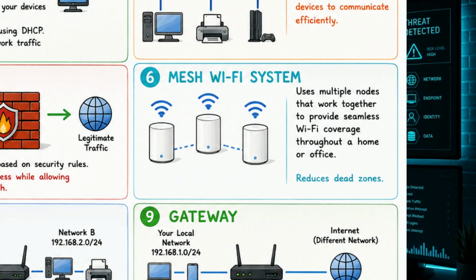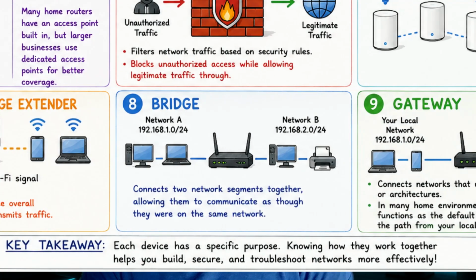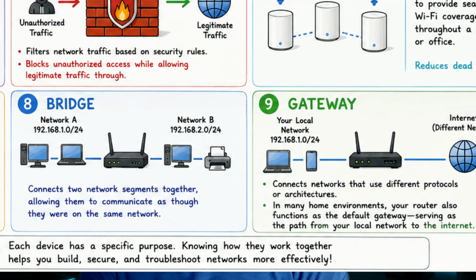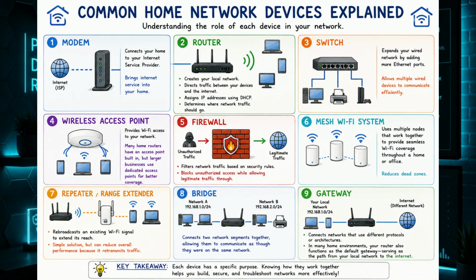A mesh Wi-Fi system uses multiple nodes that work together to provide seamless wireless coverage throughout a home or office, reducing dead zones. A repeater or a range extender rebroadcasts an existing Wi-Fi signal to extend its reach. It's a very simple solution, but it can reduce overall performance because it's retransmitting traffic. A bridge connects two network segments together, allowing them to communicate as though they were on the same network. Finally, a gateway connects networks that use different protocols or architectures. In many home environments, your router also functions as the gateway, serving as the path from your local network out to the internet.